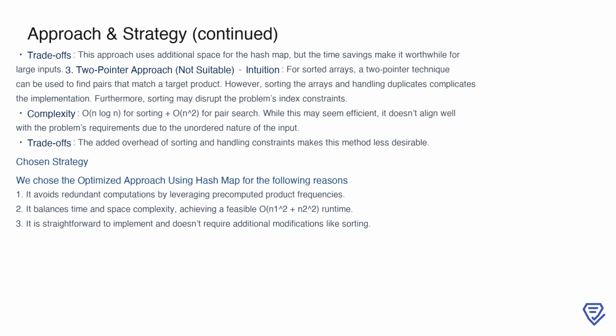While the hash map approach is efficient, it comes with the trade-off of additional space usage for storing the frequency map. However, the time savings outweigh this cost, especially for larger inputs.